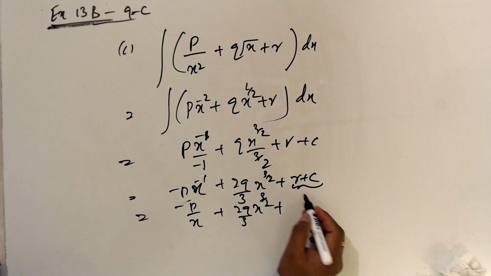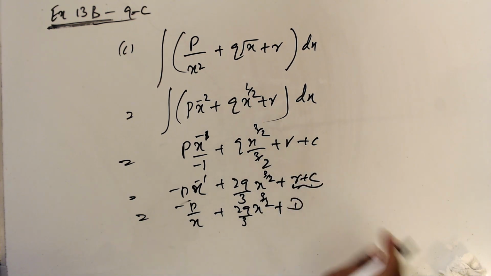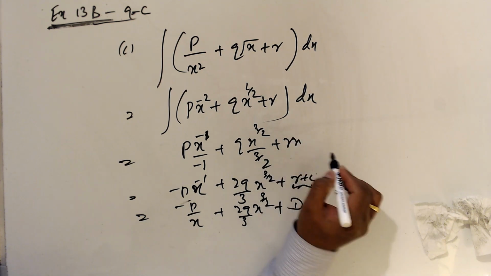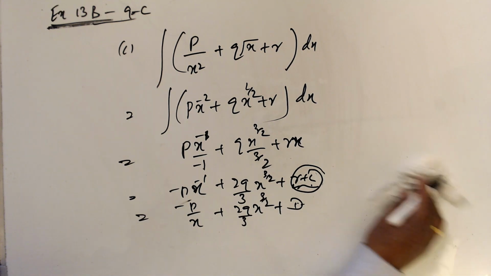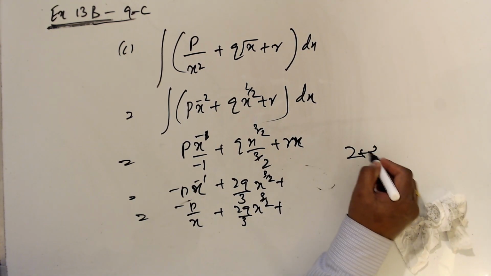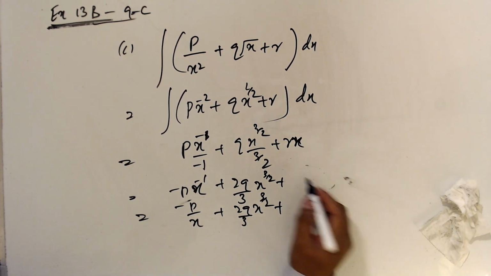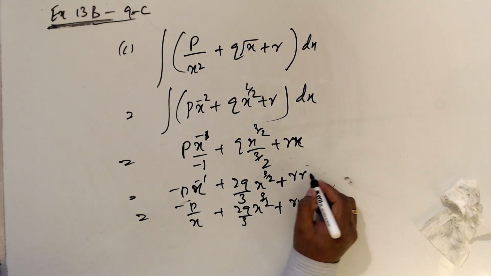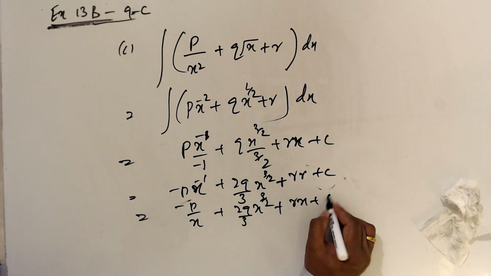Sometimes somebody may give r plus c as d. I think, sorry, I made a mistake. So this is r. When you integrate r, this is rx. However, this is right. If these are two constants, we can give one constant instead. 2 plus 3 we can give with 5. So this is going to be rx plus c.